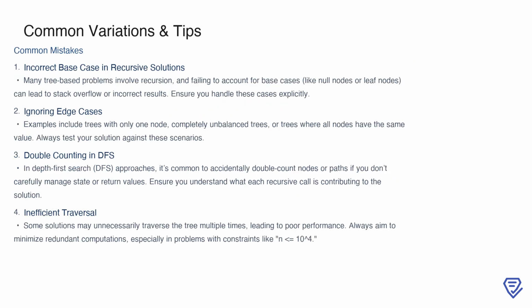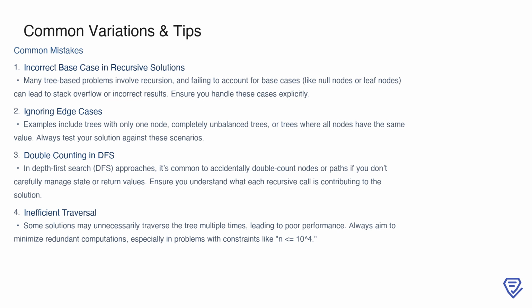When working on tree-based problems like this one, there are a few common pitfalls to watch out for. First, having an incorrect base case in your recursion can lead to major issues. For instance, if you fail to handle null nodes or leaf nodes explicitly, your recursive calls might keep going indefinitely, causing a stack overflow or incorrect results. Always ensure your base case is well defined. Another mistake is ignoring edge cases. Think about scenarios like a tree with only one node, a completely unbalanced tree, or a tree where all nodes have the same value. These situations might be rare, but they can easily break a poorly tested solution.